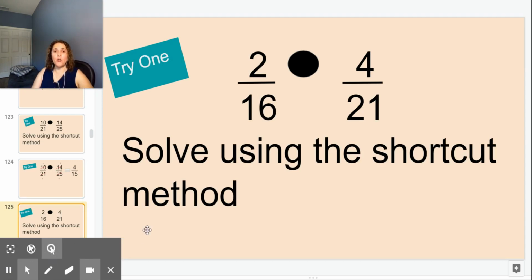Okay, try this one. 2/16 times 4/21. Solve using the shortcut method and then come back to me.